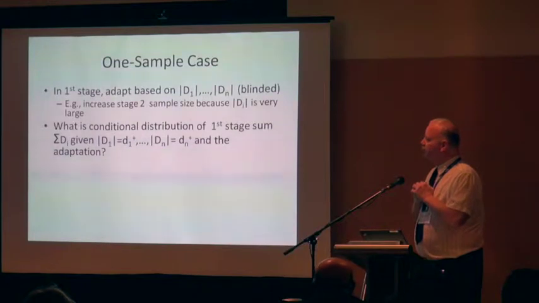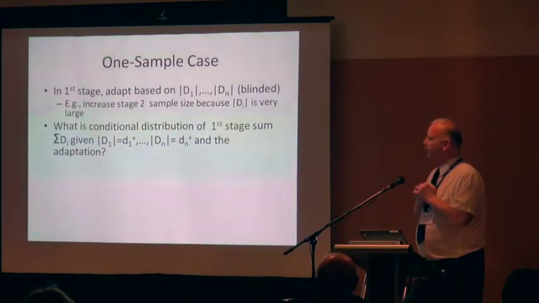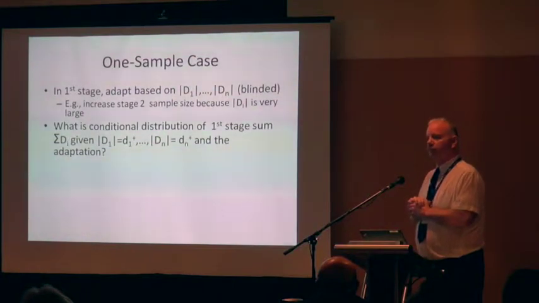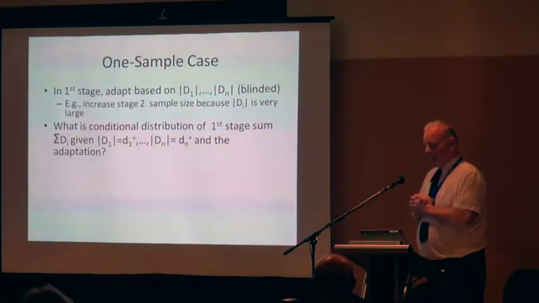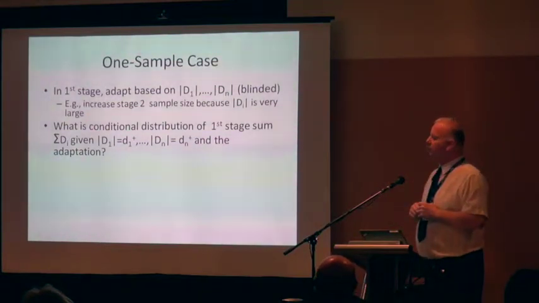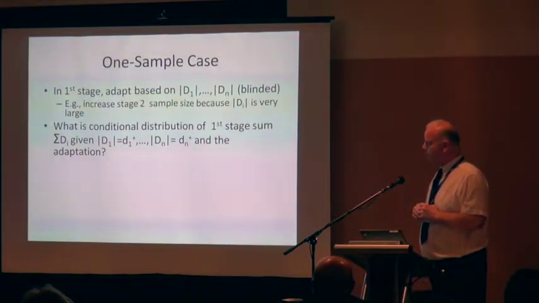And in the first stage, we're going to make some adaptation on the basis of looking at the absolute values of those differences. So we're not breaking the blind, we're just looking at the absolute values. And then we're going to make some change in the second stage on the basis of that first stage decision.